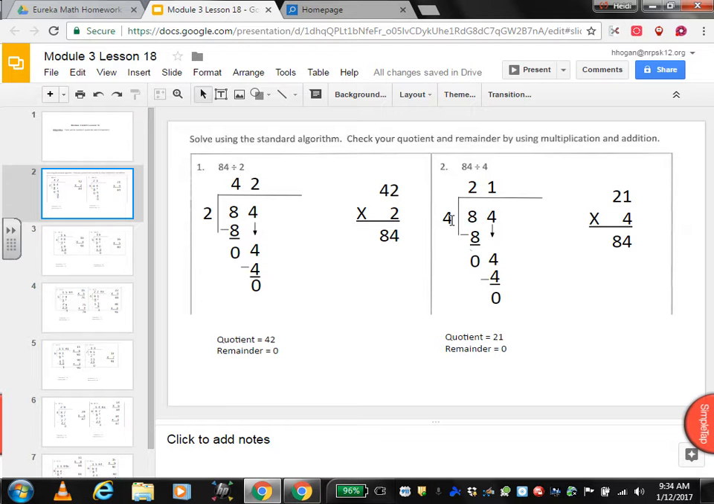84 divided by 4. So 8 divided by 4 is 2, because 2 times 4 is 8. 8 minus 8 is 0. Bring down 4. 4 divided by 4 is 1. Multiply. 1 times 4 is 4. Subtract. 4 minus 4 is 0. So the quotient is 21, and there is no remainder. The quotient, 21, times the divisor, 4. 21 times 4 is 84, so we are correct.